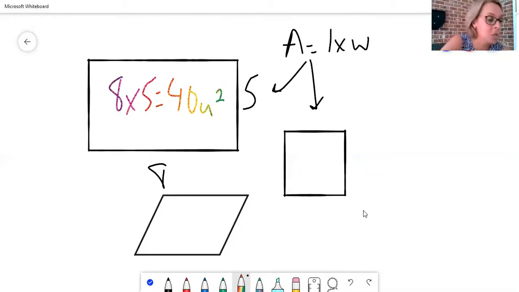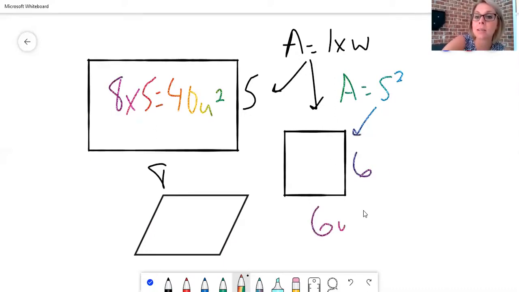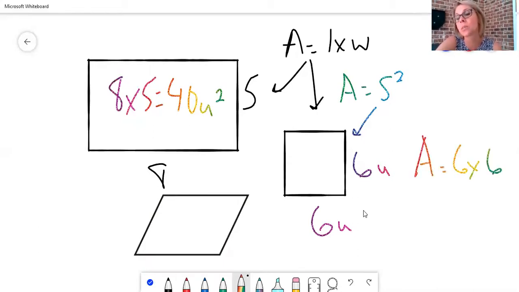Now, let's look at the square beside it, all right? Again, it's length times width, or you can take the measurement of one side and square it. Why could you do that? Well, because if you look at your example, you have 6 units and 6 units, right? Well, 6 times 6 is basically saying the same thing as 6 squared, right? Because all sides are the same with a square. So for this, 6 times 6 is going to be what?